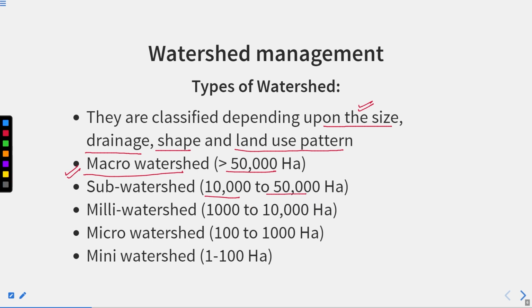10,000 to 50,000 hectare, then it is called a sub watershed. 1,000 to 10,000 hectare, then it is called a milli watershed. And 100 to 1,000 hectare, micro watershed. And 1 to 100 hectare, then it will be called a mini watershed. So these are the different types of watershed depending upon the size, drainage, shape, and the land use pattern.